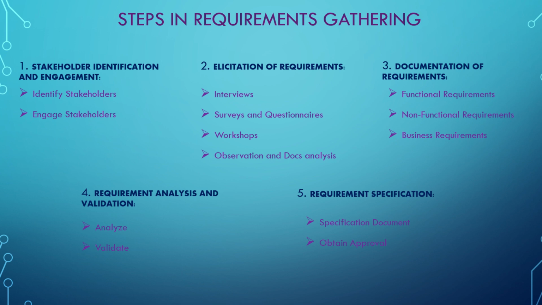5. Requirement specification. Requirement specification document: compile all gathered requirements into a comprehensive document. This document serves as a reference for developers, testers, and other stakeholders throughout the project. Create detailed use cases or user stories to describe how users will interact with the system. These help in visualizing the requirements from a user's perspective. Obtain approval: get formal approval from stakeholders on the documented requirements. This ensures everyone agrees on what the project will deliver before moving to the design phase.